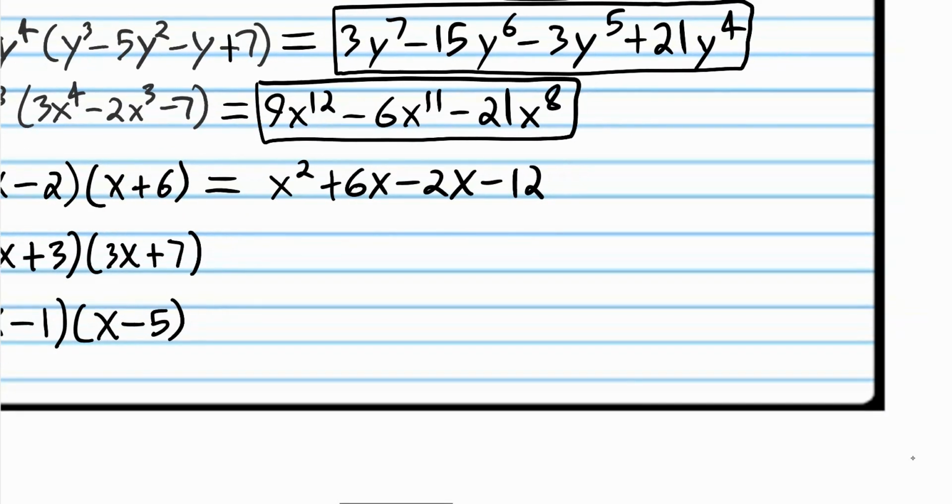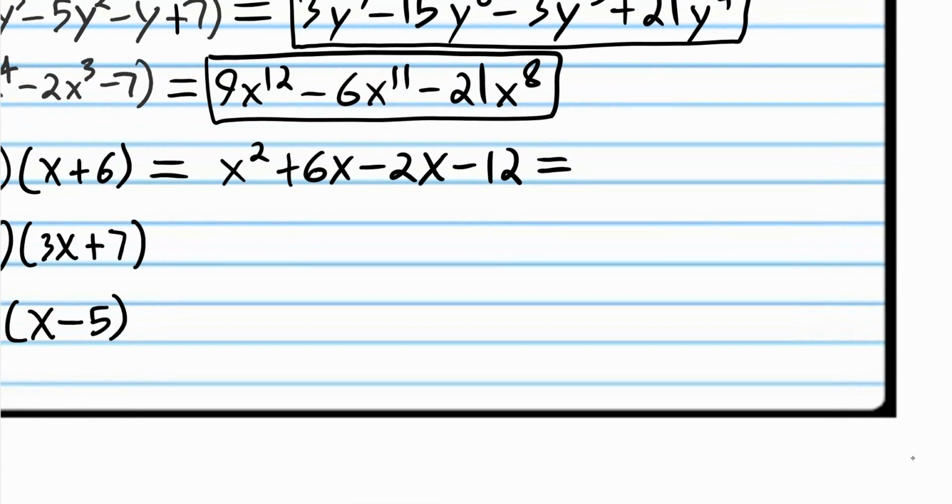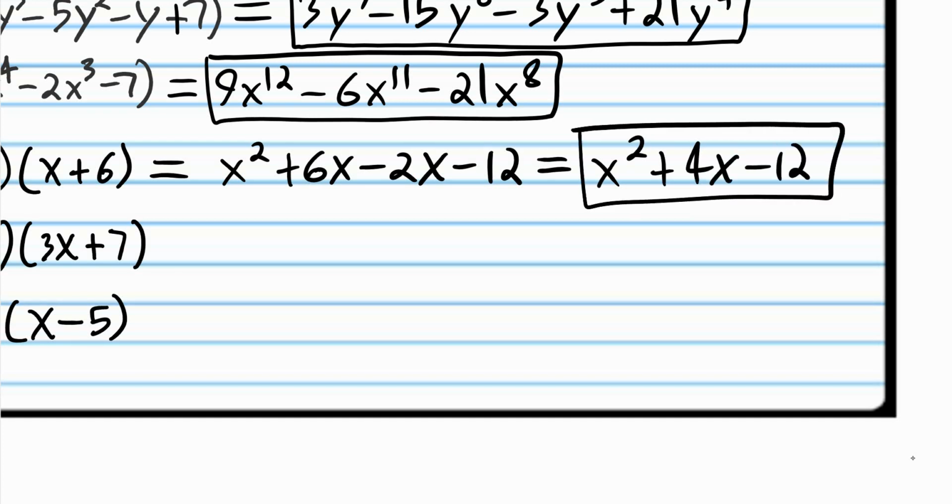Now, it's very important to understand that these happen to be like terms. That's not always going to be the case when you're multiplying binomials, but most of the time that is going to be true. So we're going to combine those like terms. 6x minus 2x is 4x. And there you go. So we're done.